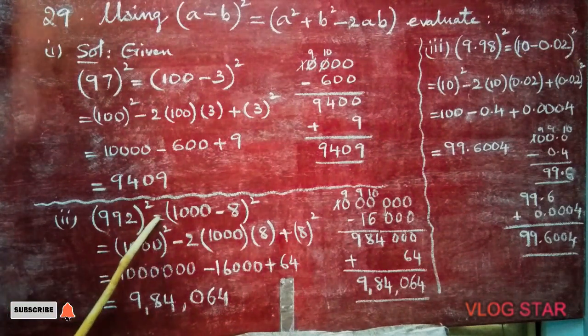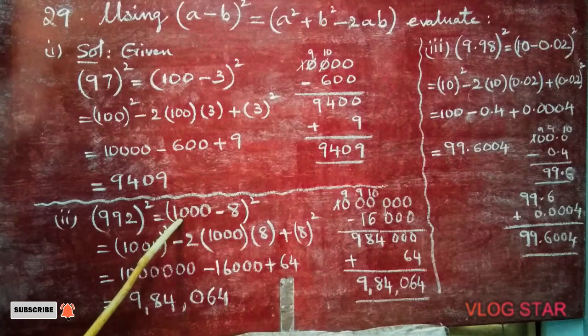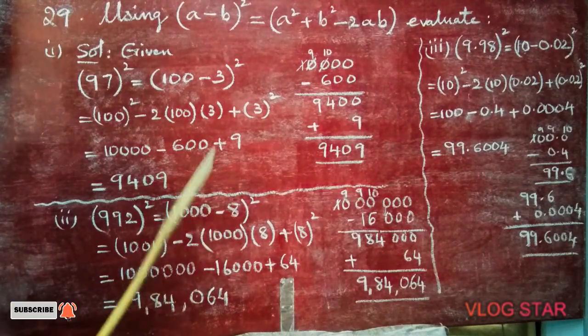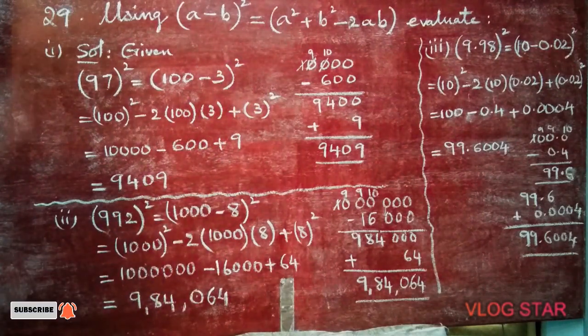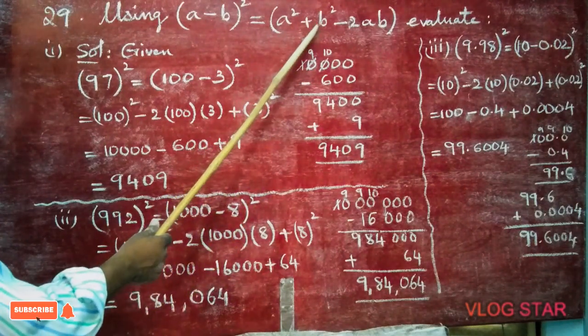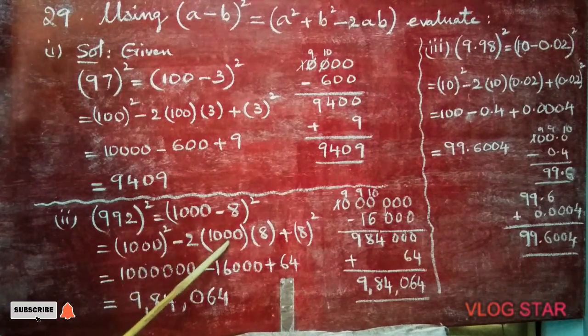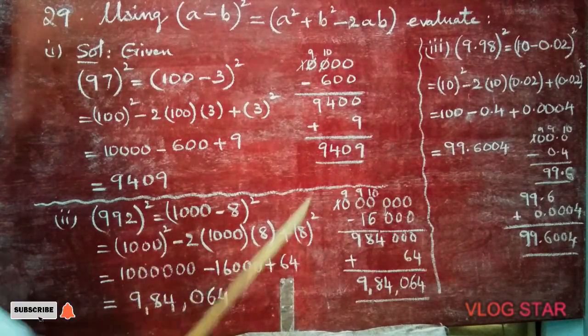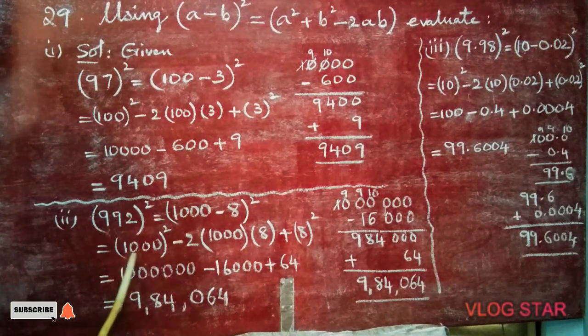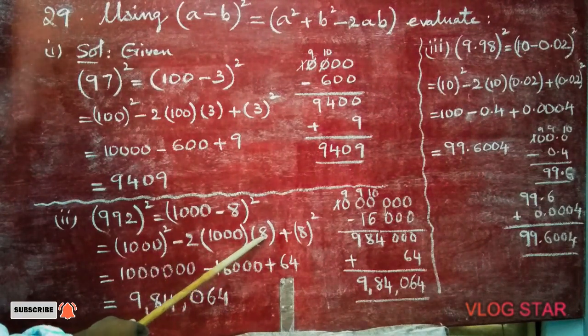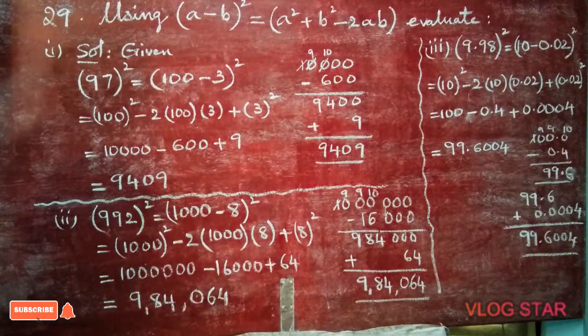992 whole square is equal to, nearest is 1000, (1000 minus 8) whole square. Again it is in the same form: (a minus b) whole square is equal to a square plus b square minus 2ab. So 1000 whole square minus 2 into 1000 into 8 plus 8 square. How many zeros are there? 3 zeros, again 3 more. Otherwise multiply, you will get 10 lakhs, minus 2 8s are 16, 16 into 1000, 16,000, plus 8 8s are 64.